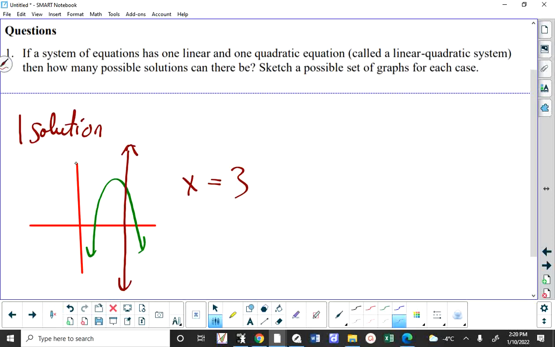So, good thinking, but I should have stressed that it has to be a function. How can I draw a linear function so that it only intersects in one place? If it's completely horizontal and it touches the parabola right at the top of the bowl. Okay. That is true, but that's a very special case.